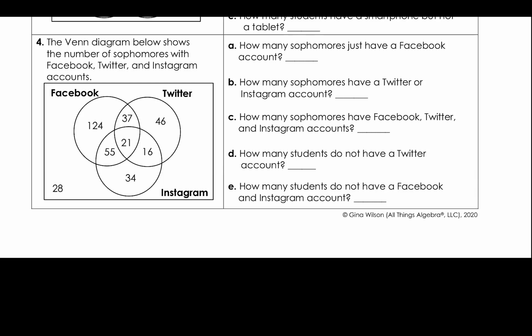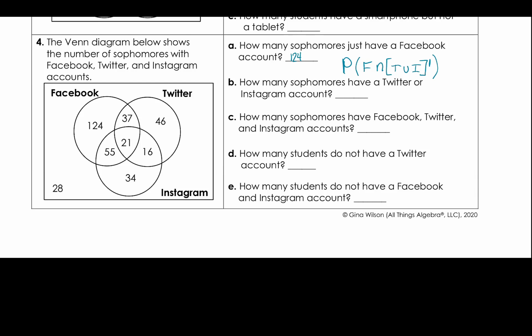So probability of Facebook, and then not Twitter or Instagram. So not T or I, and then we can put the negation outside of the both. So they've got Facebook and then negation Twitter or Instagram. So that's only going to be those 124 sophomores that are in Facebook only.